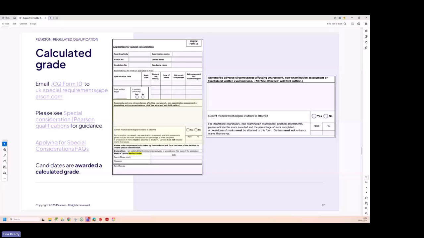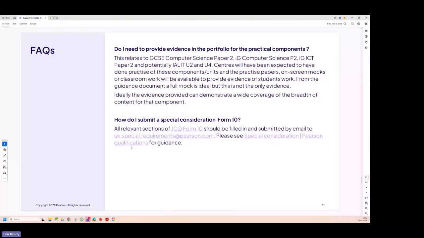There's a question here, Andrew, on the chat. We have been informed that only practical is needed as evidence for the IG ICT and for the IG Computer Science. Could you please double check this? We have informed parents and students already. So my understanding absolutely is that we require evidence from all components or units. So if you have been informed otherwise, that is a problem, I think, that we should try and follow up on, and maybe that teacher could drop me an email. My contact details are on the screen, so that we can follow up.